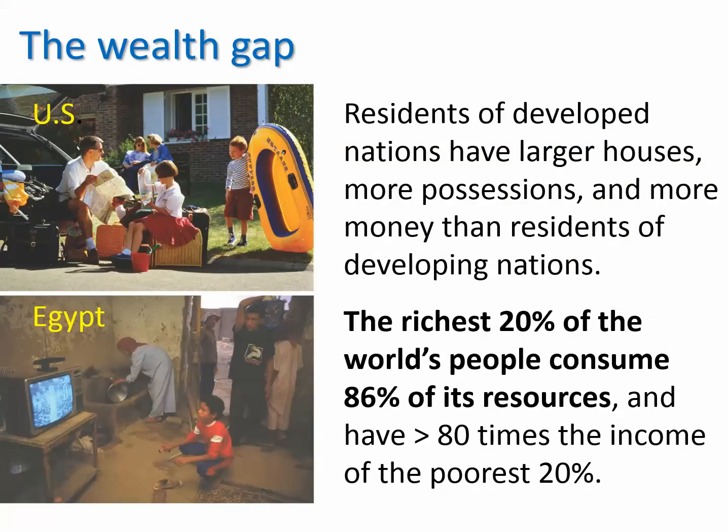Can this be sustained? So we're going to mention here, or discuss briefly, the wealth gap. Residents of developed nations have larger houses, more possessions, and more money than residents of developing nations. The richest 20% of the world's people consume 86% of its resources and have more than 80 times the income of the poorest 20%. We see a large disparity, a large separation in wealth.